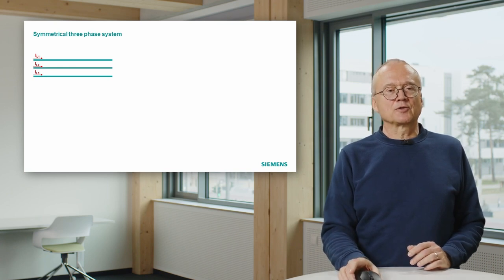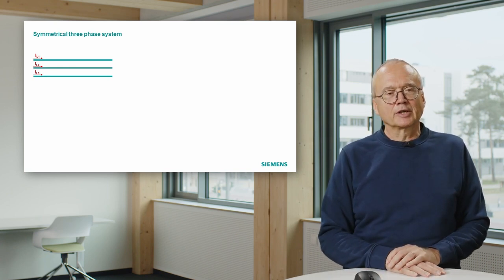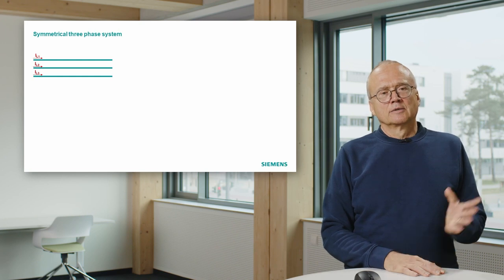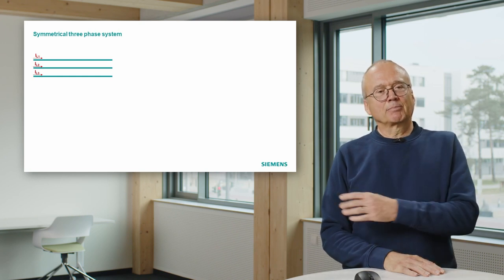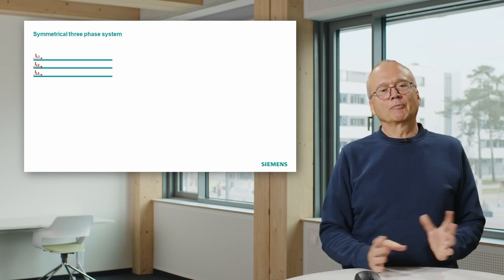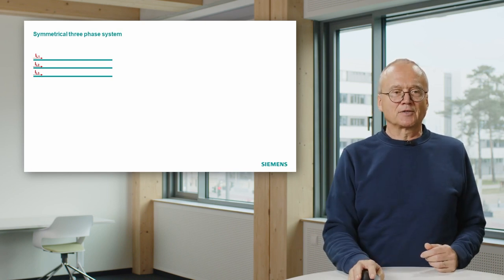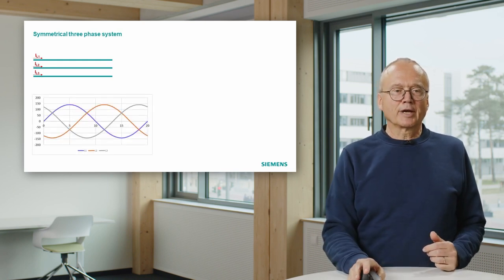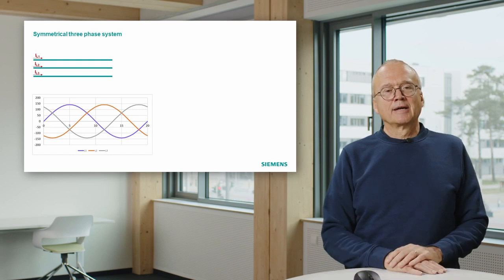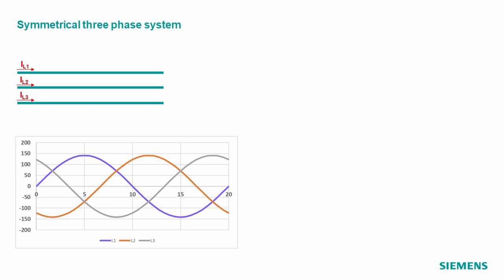So if you have, for instance, 100 amp flowing on every conductor, 100 amp plus 100 amp plus 100 amp are 300 amp, not equal zero. So why do we say the sum of the currents is zero? We do that because we have sine waves in a symmetrical system.